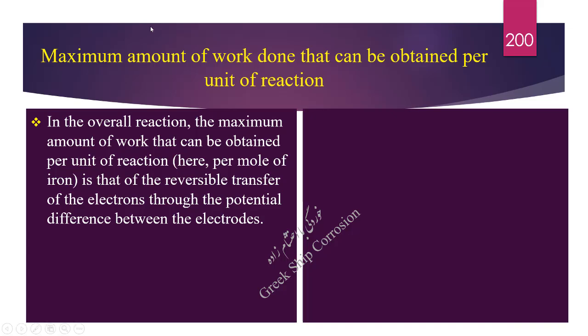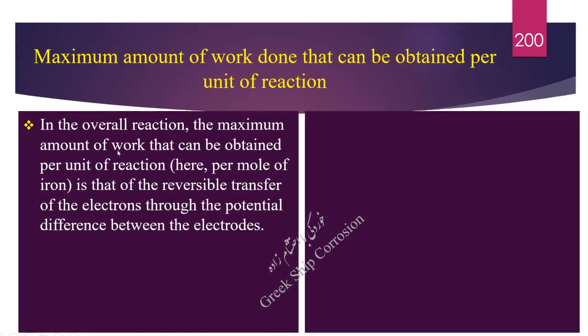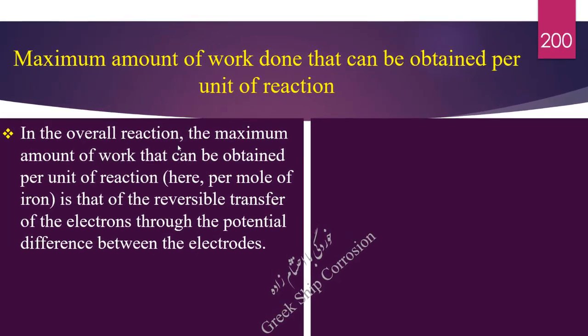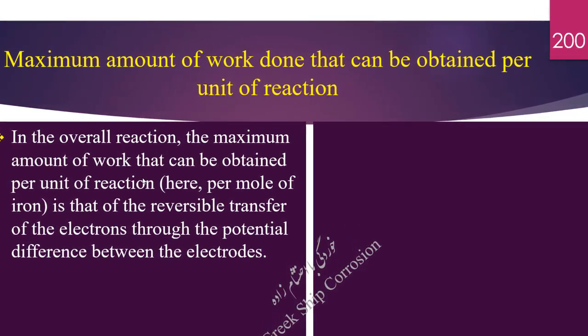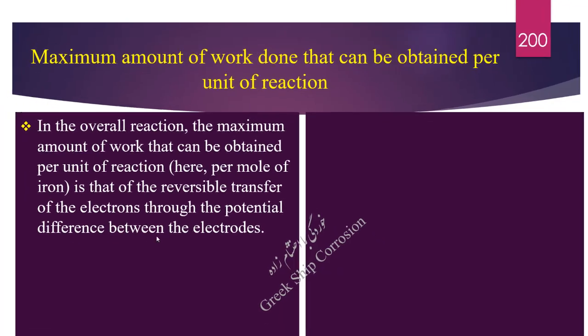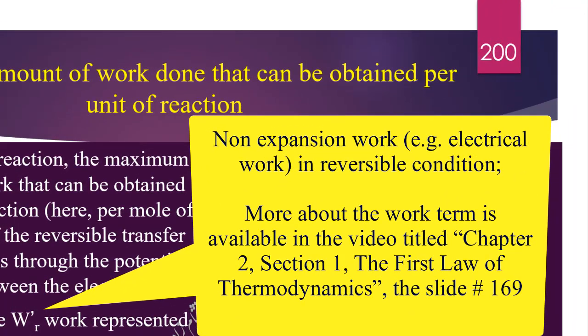Maximum amount of work done that can be obtained per unit of reaction. In the overall reaction, the maximum amount of work that can be obtained per unit of reaction, here per mole of iron, is that of the reversible transfer of the electrons through the potential difference between the electrodes. This is also the W'(R) work. W'(R) is non-expansion work, for example, electrical work, in reversible condition.